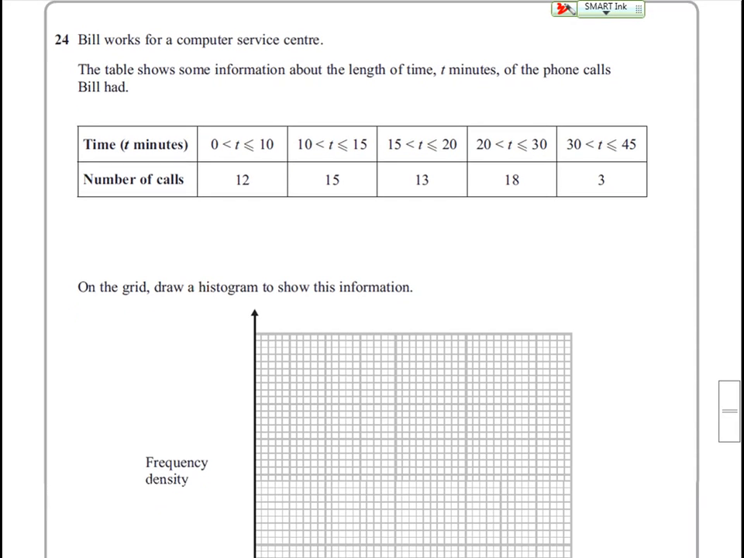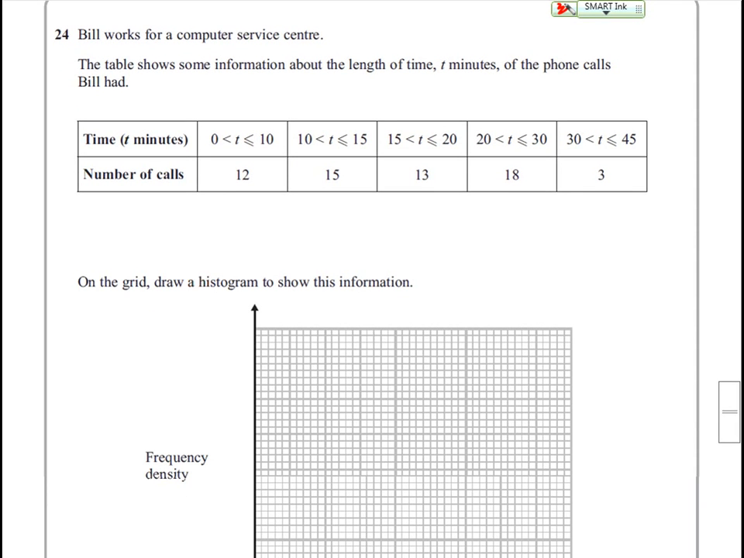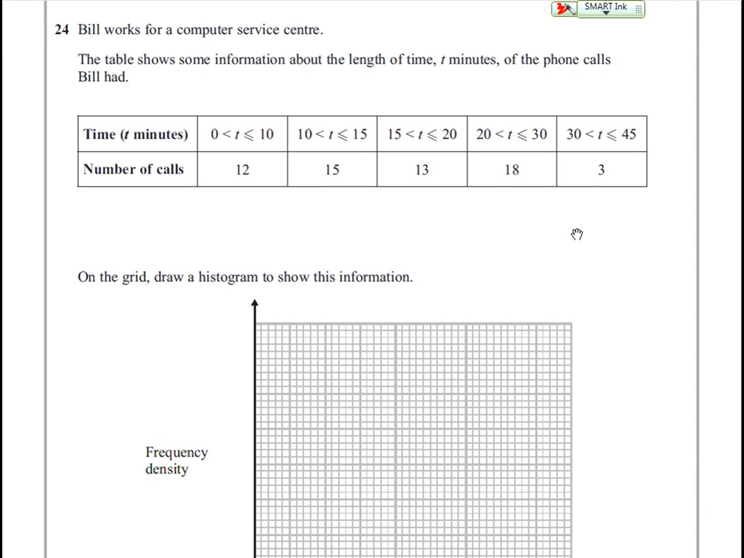24. Bill works for a computer service center. The table shows some information about the length of time, T minutes, of the phone calls that Bill had. And what's happened to this data is someone's nicely grouped it for us. From 0 to 10 minutes, he had 12 phone calls. 10 to 15, 15 phone calls, etc. This is often much more useful than just giving a whole list of different times.